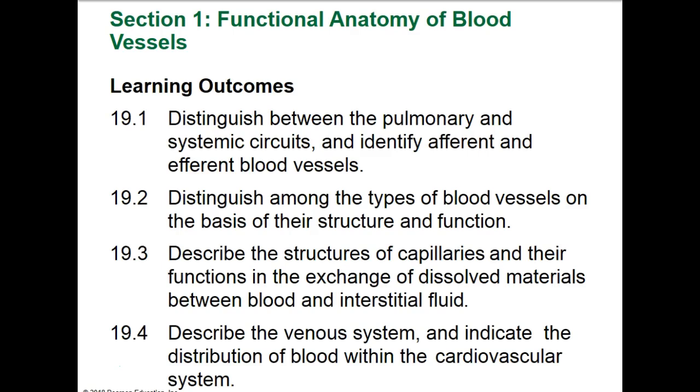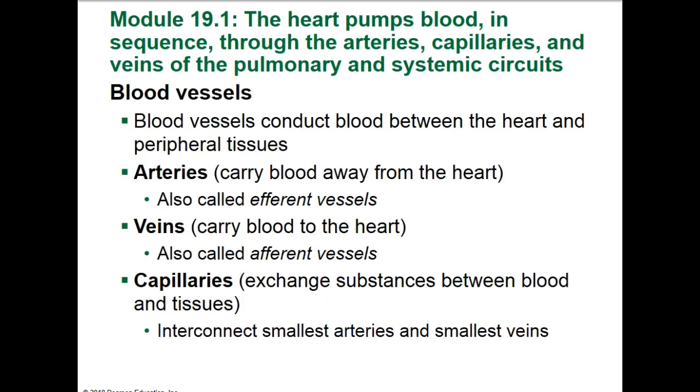So you're going to need to be able to distinguish between pulmonary and systemic circuits, which you should be able to already do, really, and identify the difference in afferent versus efferent blood vessels. We'll talk about the different types of blood vessels, the structures of capillaries and the functions when it comes to exchange. And of course, the level of capillaries is the systemic part, really. We'll describe the venous system, talk about the distribution of blood in the cardiovascular system.